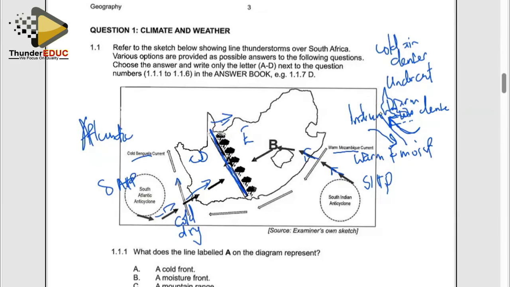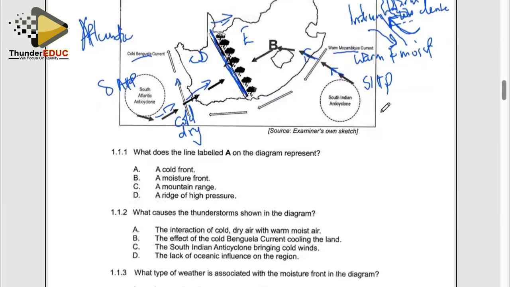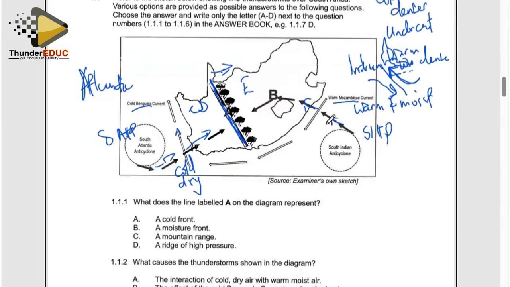That's the basic understanding of what you must interpret from this sketch here. So let's go and answer our questions. We are just going to answer the questions quickly. The first question is saying, what does the line labeled A on the diagram represent? The line which is labeled A on the diagram.